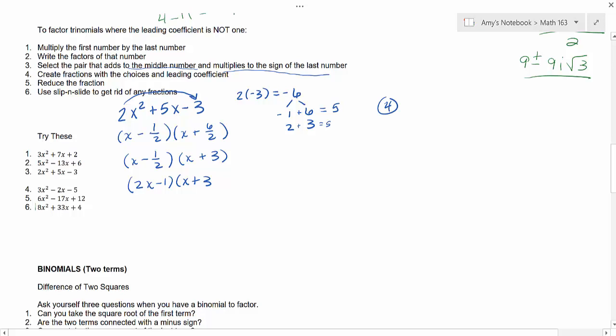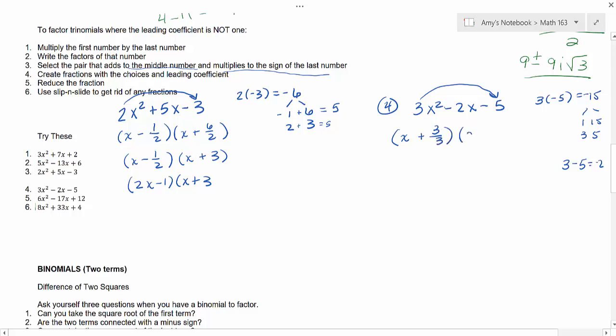Number 4, 3x squared minus 2x minus 5. We're going to slide this 3 over. 3 times negative 5 is negative 15. Factors of negative 15. What would add up to negative 2? Well, we could say that 3 minus 5 would give me negative 2. So use your choices and the leading coefficient to create your fractions. And then reduce fractions. And if you can't reduce the fraction, slide the number back up.